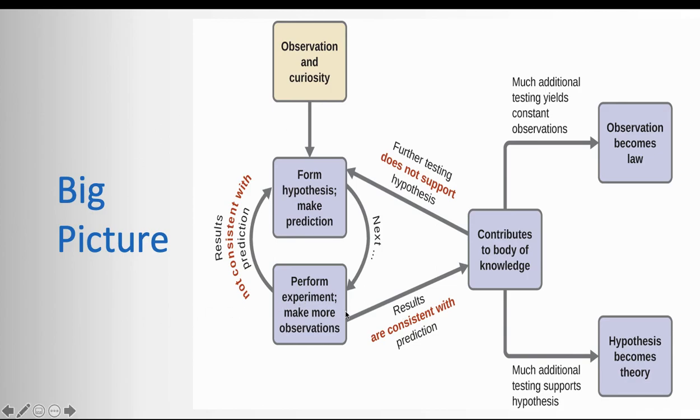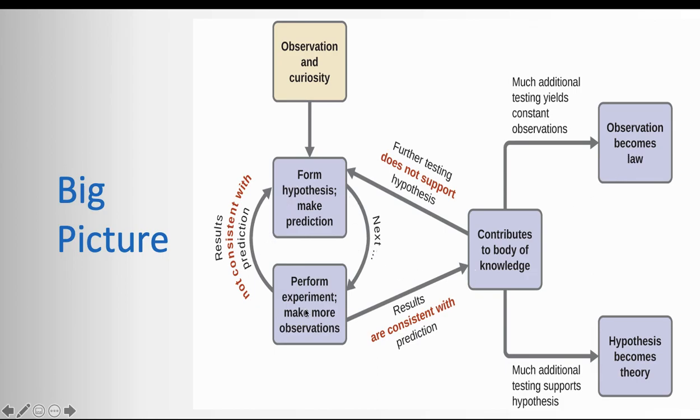So let's look at the big picture then. Here is my observation and curiosity. I form a hypothesis, and then I perform an experiment. If the results are consistent with my hypotheses, it contributes to the body of knowledge. And constant observations will become a law, but not necessarily the theory. The law will be a mathematical relationship that comes out of all these observations that we're making. The theory, however, tries to explain what we observe by a law.